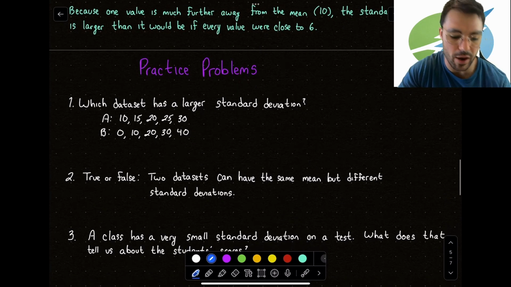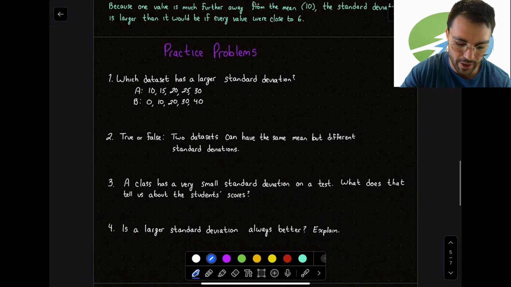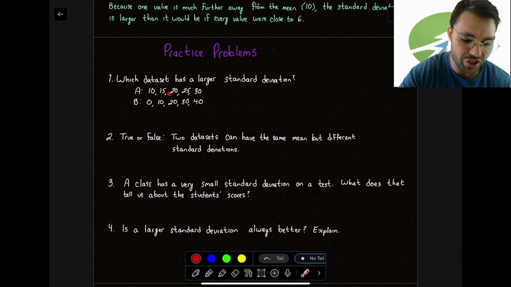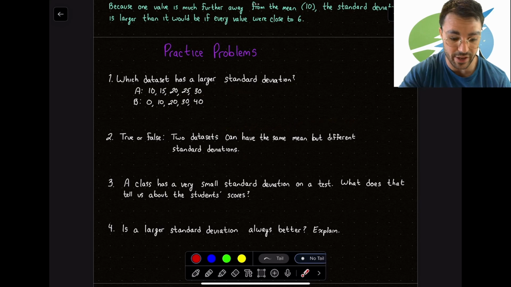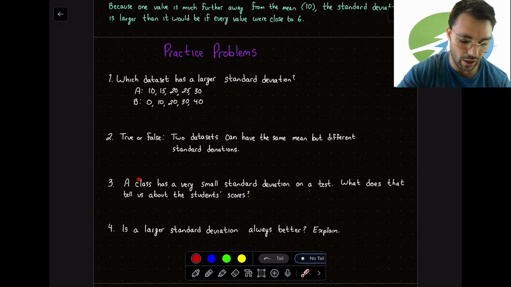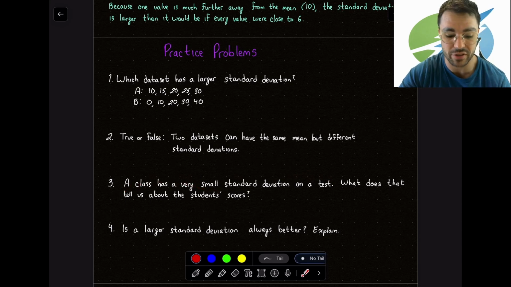So here we have some practice problems. Let's zoom out so we can get them all on the page. Question 1, which data set has the larger standard deviation, data set A or B? Question 2, true or false? 2 data sets can have the same mean but different standard deviations. Question 3, a class has a very small standard deviation on a test. What does that tell us about the student's test scores? And question 4, is a larger standard deviation always better? Why or why not? Explain. All right, I'll give you a minute to pause here and take a stab at these. All right, hopefully we take a look at them.